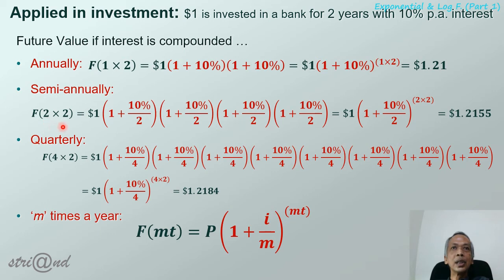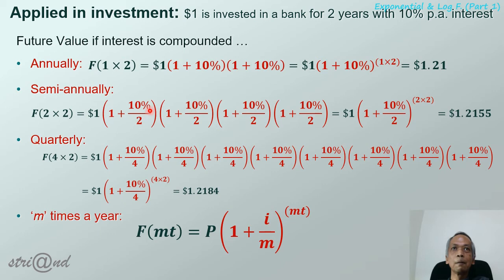The number of times the interest is calculated is 2 times 2. The 2 here is coming from the 2 years, and the 2 here is because it is compounded semi-annually. There will be 2 times the interest will be calculated in a year. So the future value of the money after 2 years will be $1 times 1 plus, now because the interest is calculated semi-annually, so the interest is divided by 2.